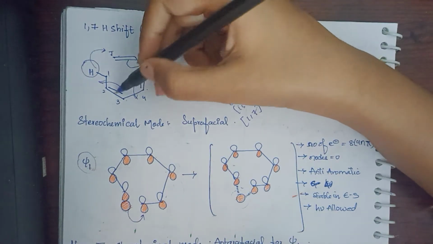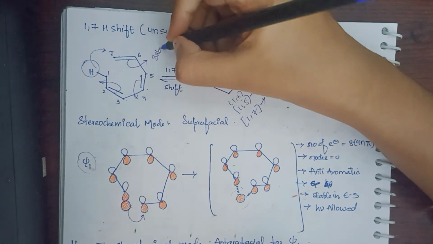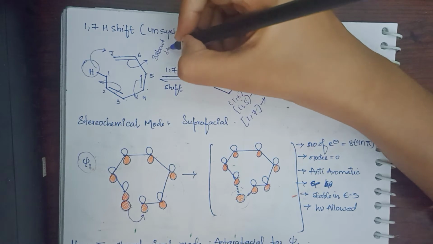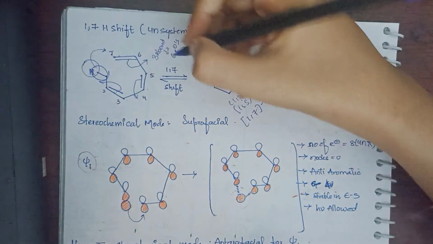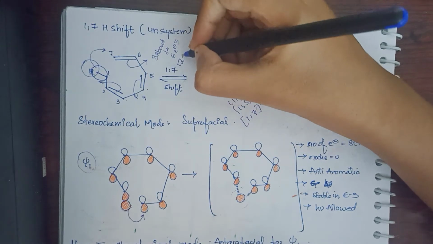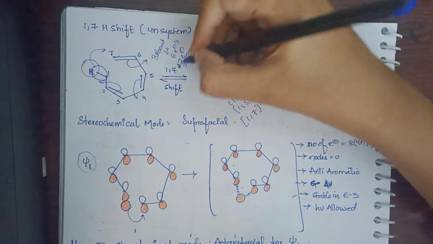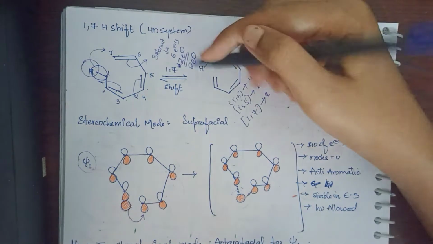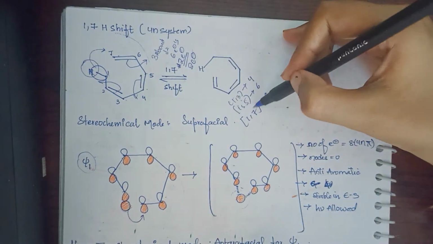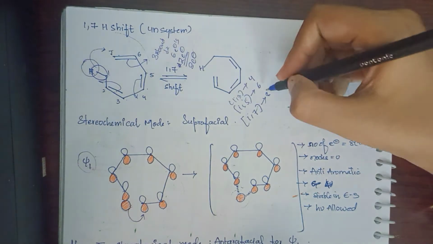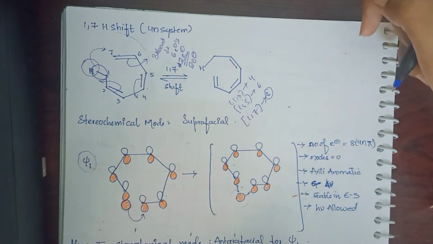Or else you can do the calculation. See how many pi bonds are there? 3 pi bonds. Each pi bond gives 2 electrons, so 3 twos are 6 electrons. Along with that, 1 sigma bond gives 2 electrons. Total number of electrons is 8. You can do the calculation from the system, or you can use the small trick: 7 plus 1 is 8, so 8 electrons are participating.